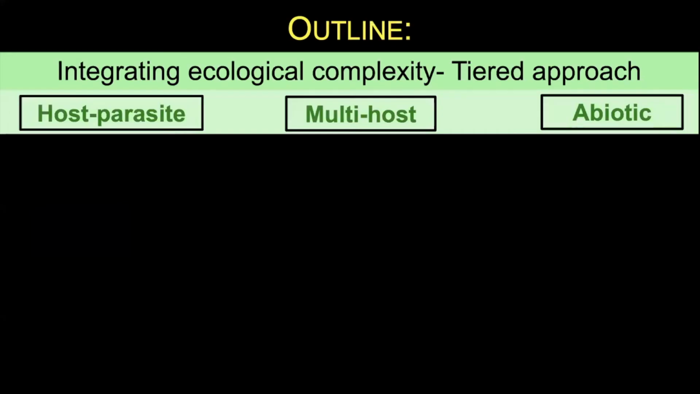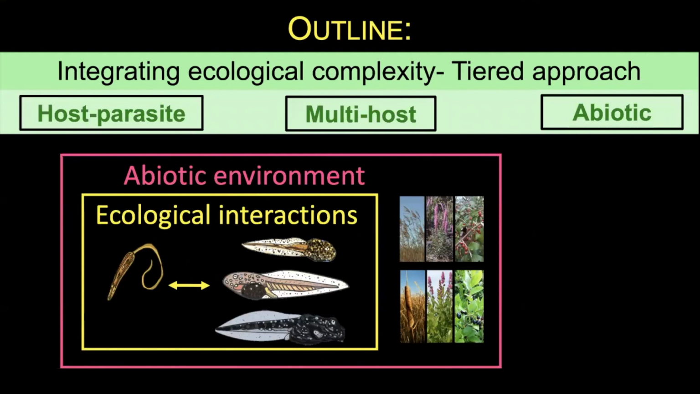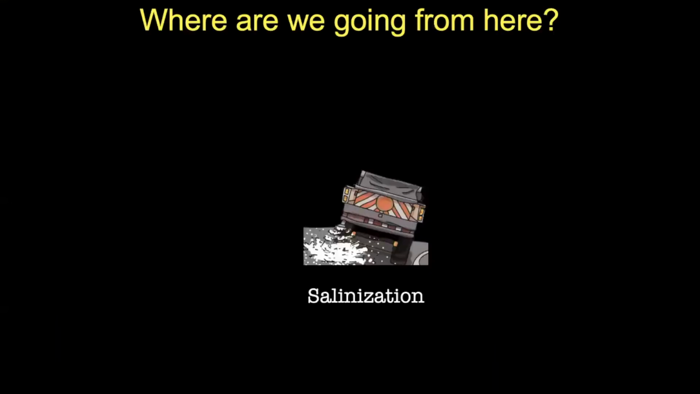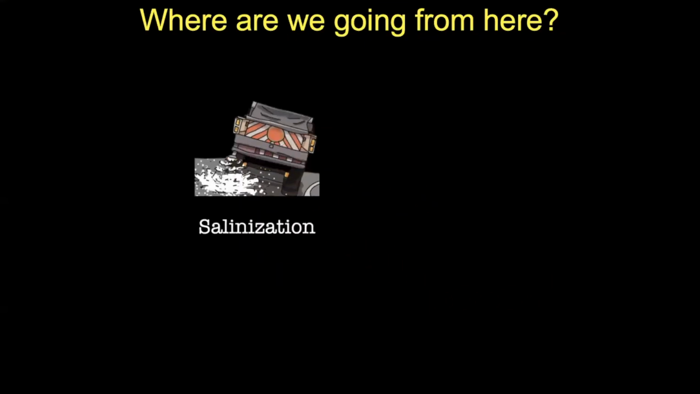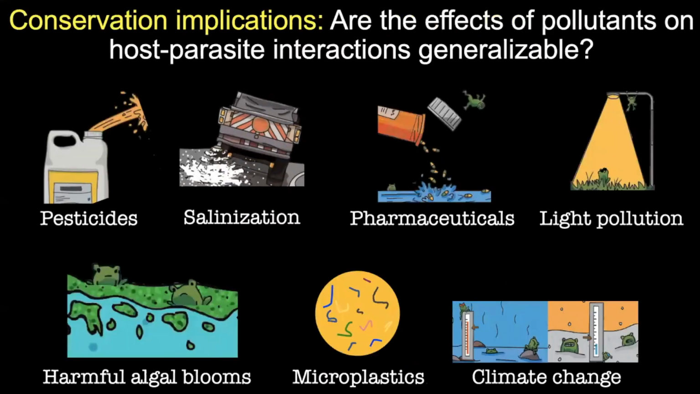So with that, that brings me to the end of this talk. I highlighted how we have taken a tiered approach from the individual to the multi-host community to the abiotic ecosystem level. And the last thing I wanted to leave you all with is that I just spent about 30 minutes talking about a single pollutant, secondary salinization, sodium chloride. In nature, amphibian populations are going to be exposed to a wide diversity of different pollutants. And so one of the limitations of this tiered approach is that it takes many years to build up in complexity. And so what we're also hoping to do is to simplify a little bit to understand generalizability.